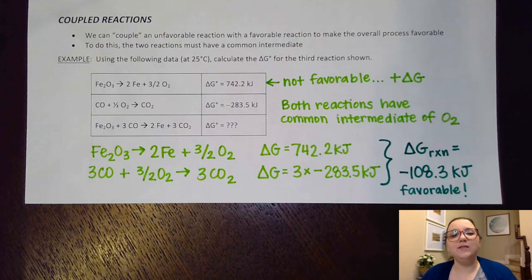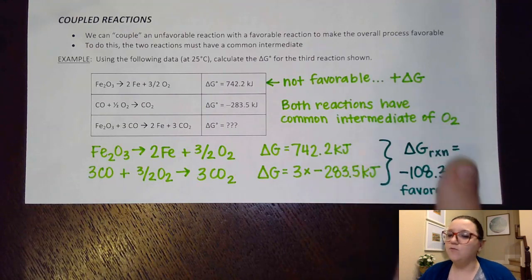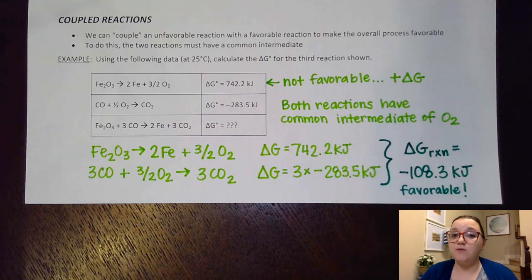All right, I hope you're feeling good about calculating with Gibbs free energy and determining if a reaction is thermodynamically favorable, spontaneous, or not. And as a reminder, all you're looking for on spontaneity, on thermodynamic favorability, is a negative delta G value.